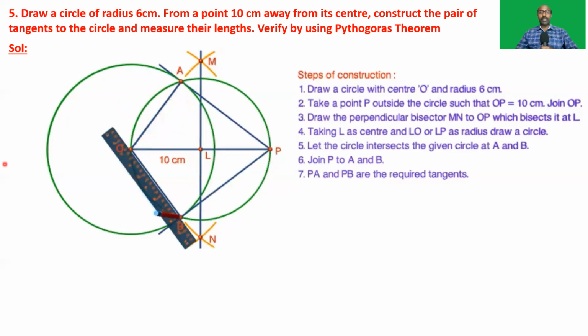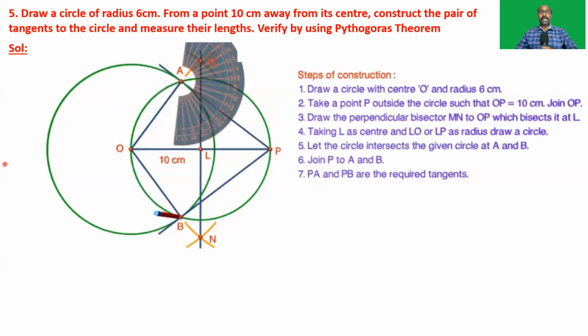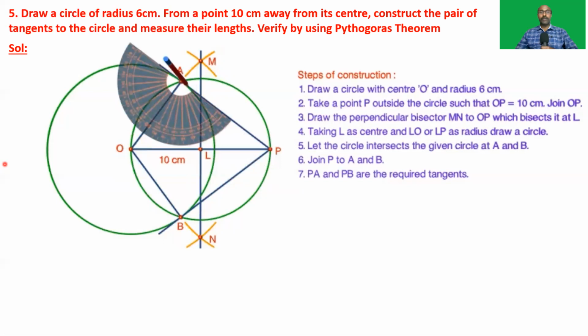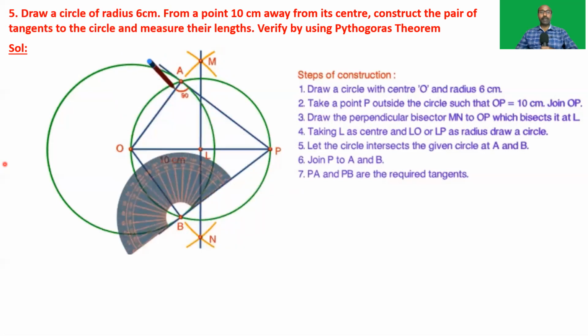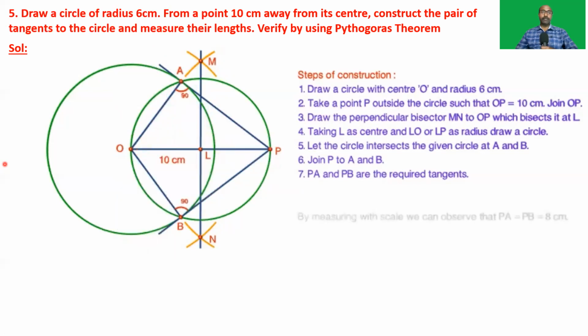Now by measuring the angles at A and B, we can notice that angle A is equal to angle B is equal to 90 degrees. That is, both triangle OAP and triangle OBP are right angle triangles. So by measuring with scale, we can observe that PA is equal to PB is equal to 8 centimeters. So we have to measure with scale. And after that, we have to verify the Pythagoras theorem.